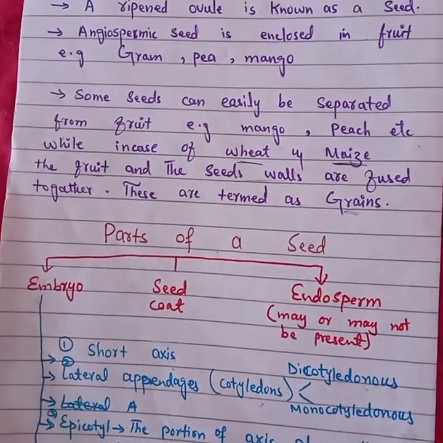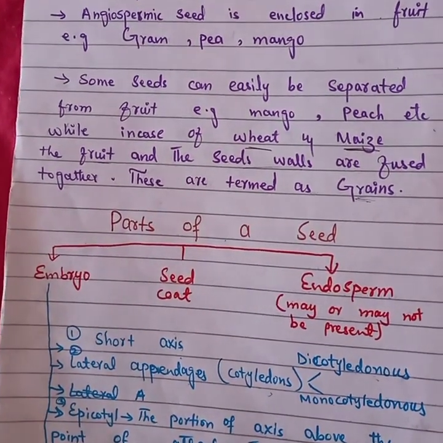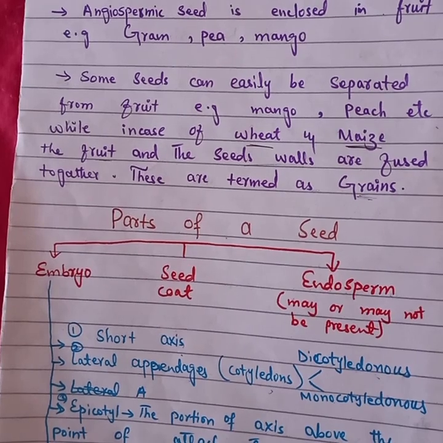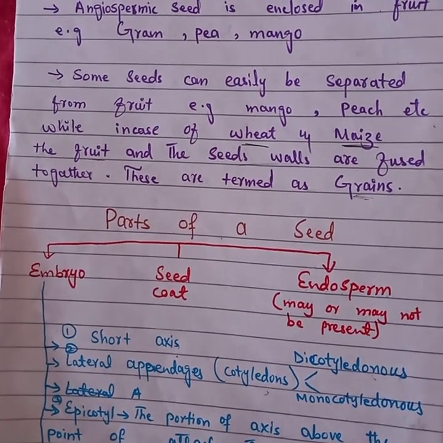Then we will move towards the parts of a seed. So a seed has an embryo, that is actually the baby plant, and it has a seed coat. Seed coat basically protects or covers the seed.